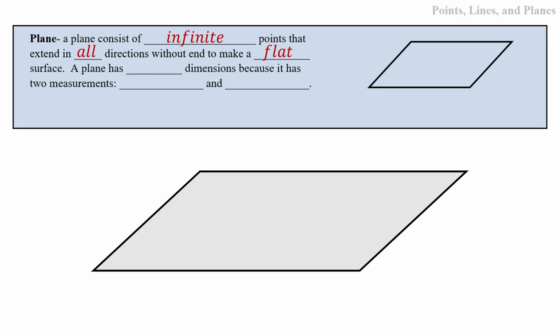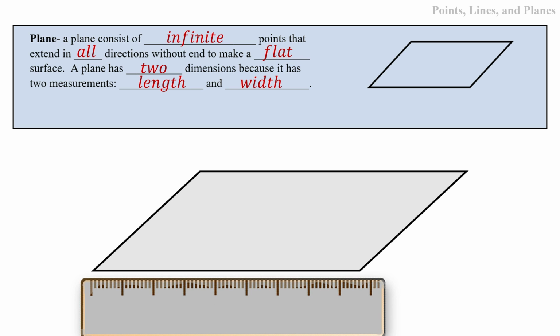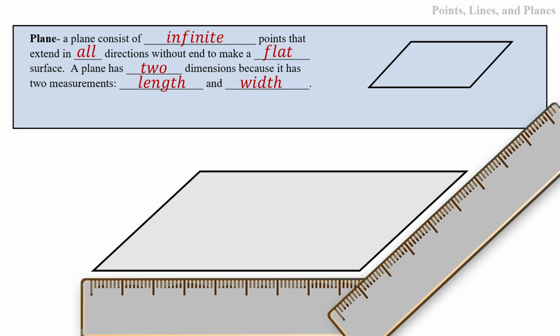Alright, so a plane is going to have 2 dimensions because it has 2 types of measurements. It's going to have a length and a width. Okay, so I can measure this piece of paper, I can measure the length of it, and then I can also measure the width of this piece of paper. Then once again, this piece of paper that I have on my screen is just part of a plane. A plane does go on and on forever.